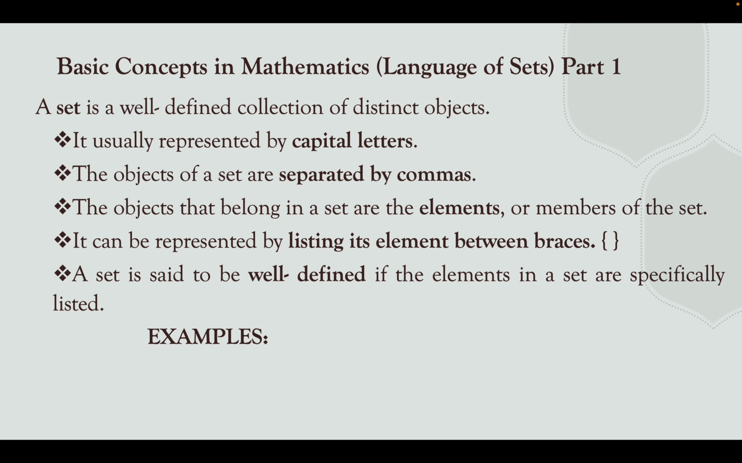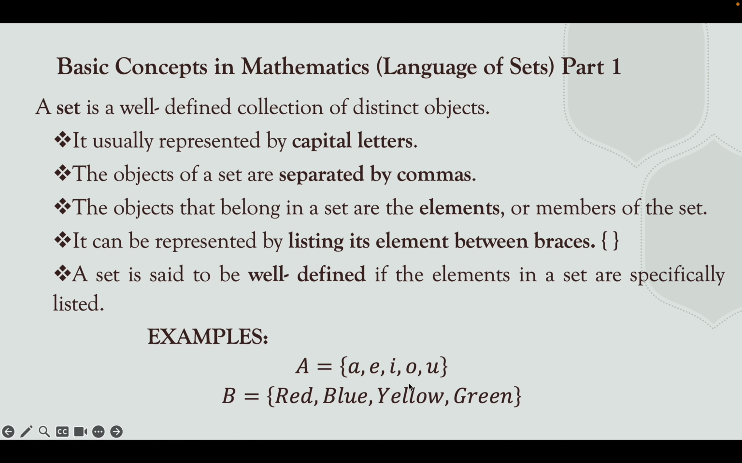So these are examples of sets. We have here set A. The elements in set A are A, E, I, O, and U. These are the vowel letters, right? When you write a set, it is usually represented by a capital letter. Here we represent it as capital A. The objects or elements of the set are A, E, I, O, U, separated by commas, and the set also includes braces.